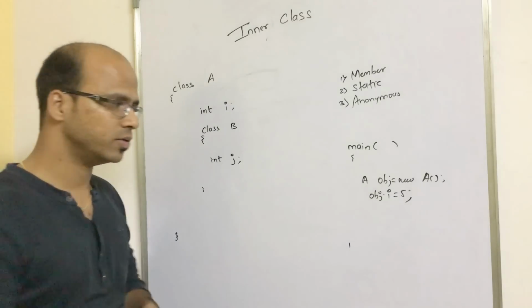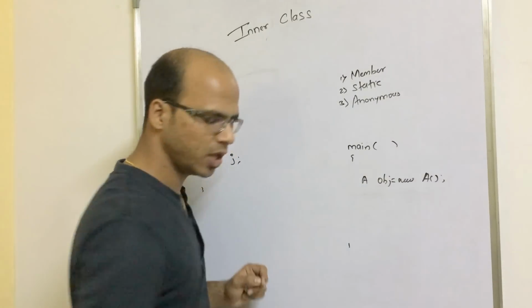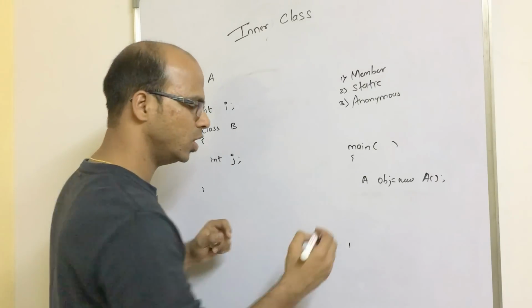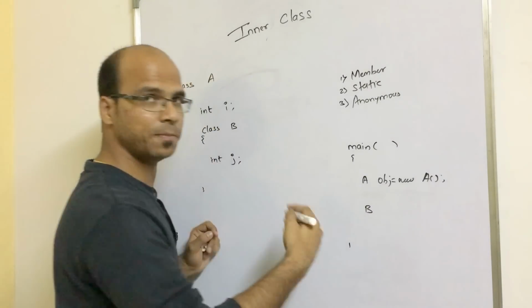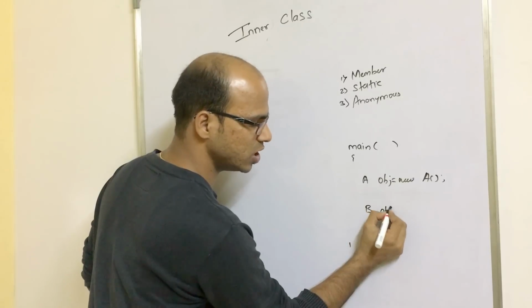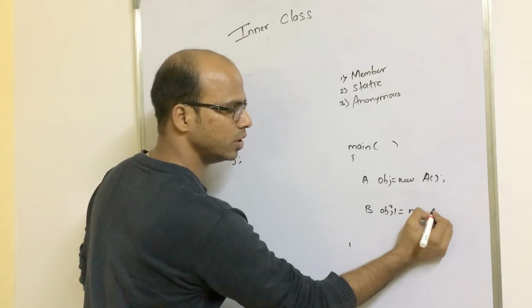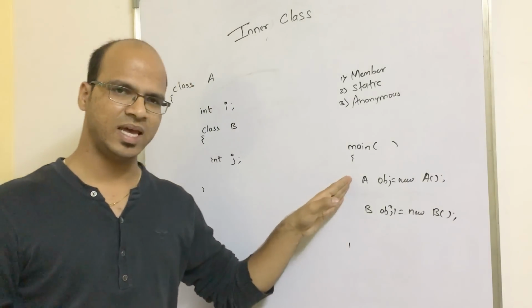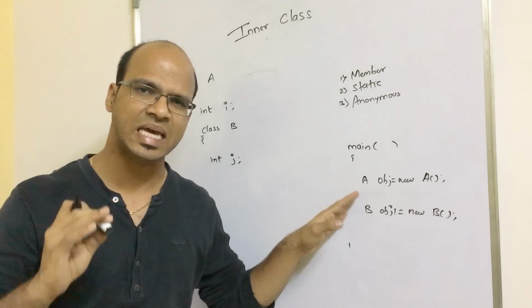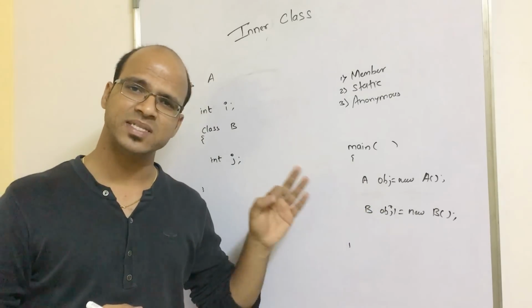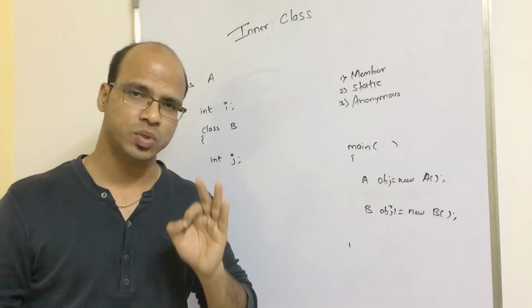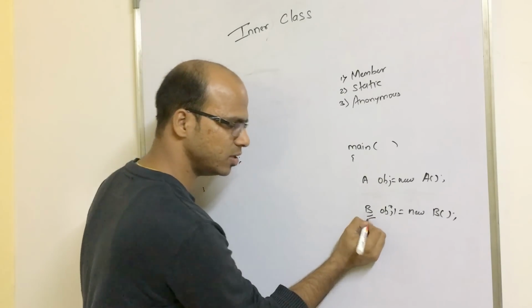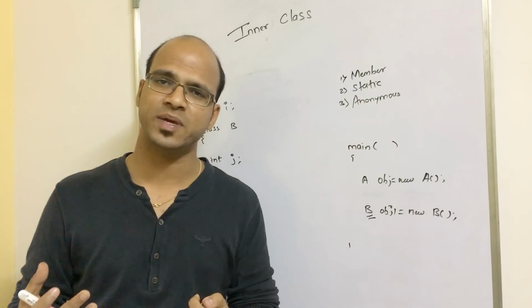So what do we need here? To access j, we want to have an object of B. To get an object of B, we can say B obj1 equal to new B, right? That's how we get an object of B. So we have class A and class B. But the problem is this class A is a normal class and this class B is an inner class. So in order to create an object of the inner class, first you have to specify what this B is here, because no one will be able to find your B there.